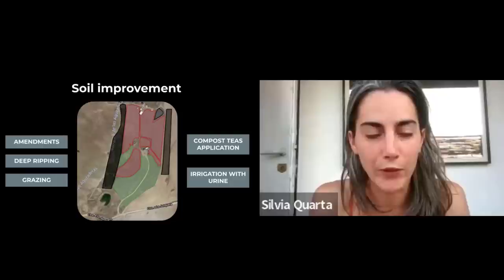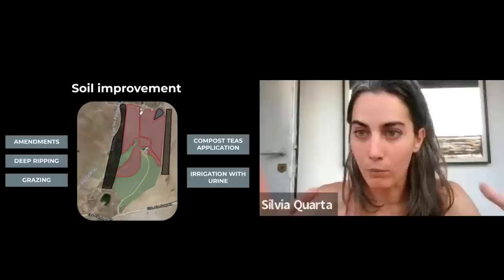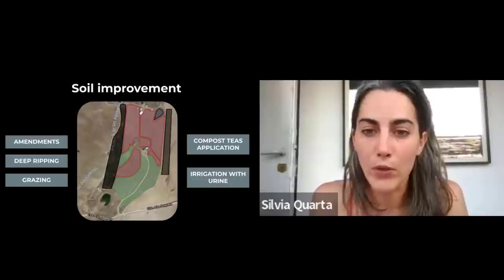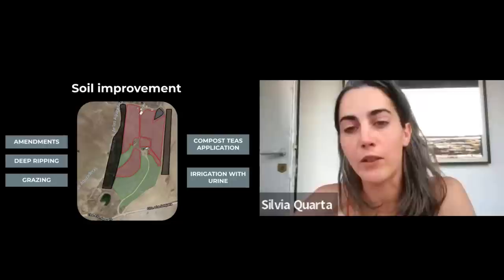And throughout the years, we have experimented with different types of soil improvements. At the beginning, it was indeed this big amount of compost and pellets. And then we've worked also with compost tea application, irrigation with urine, because we have volunteers staying on the land. So we have compost toilets and we have separation of solids from liquids. So we use the urine as fertilizer.